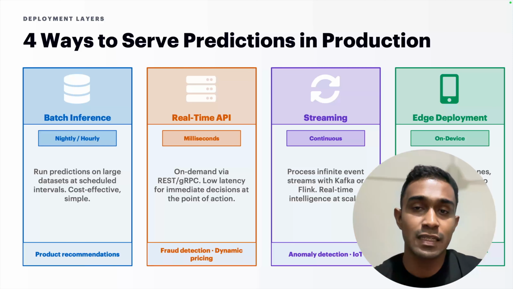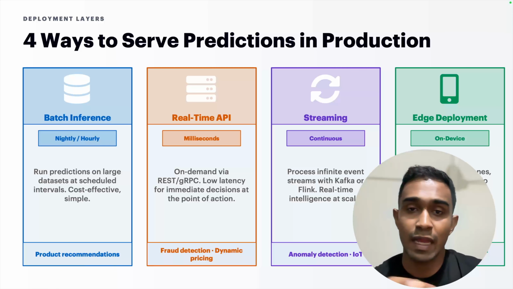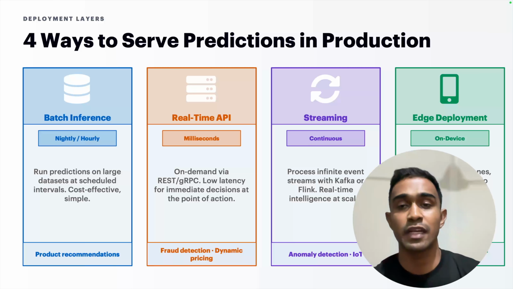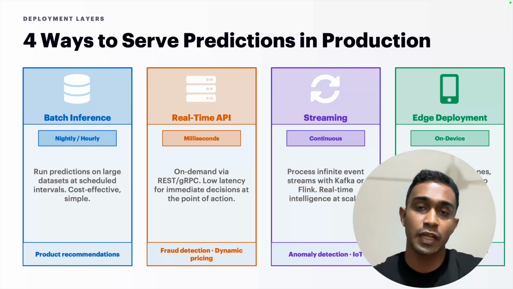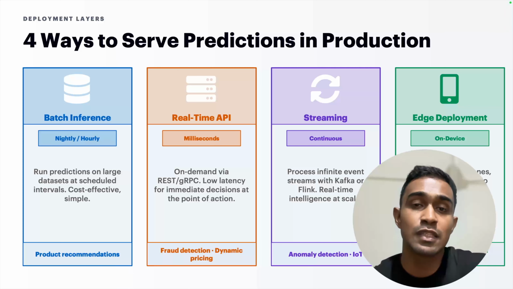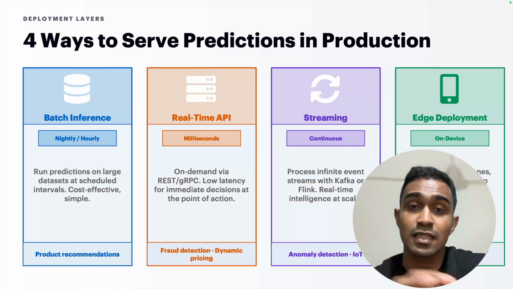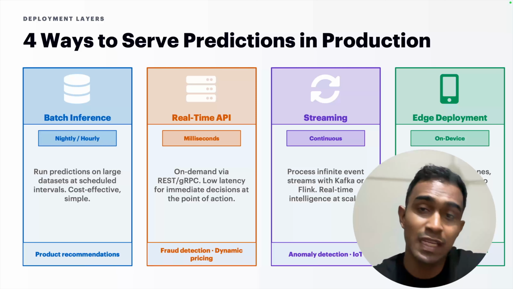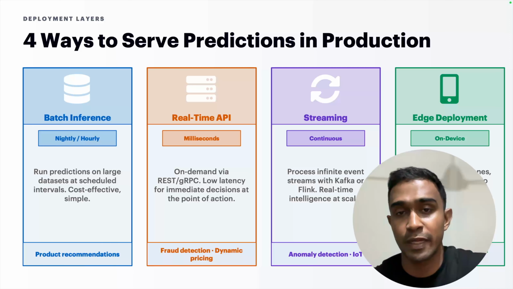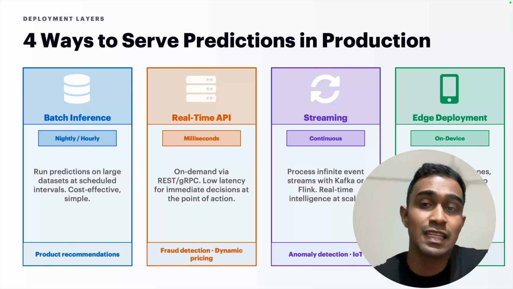And the second is real time APIs. Here the model sits behind an API endpoint, usually REST or gRPC, and serves predictions one request at a time on demand. This is what you need when speed matters. Think about fraud detection. When someone swipes a credit card, the system needs to decide within milliseconds whether the transaction looks legitimate. That's real-time inference in action.